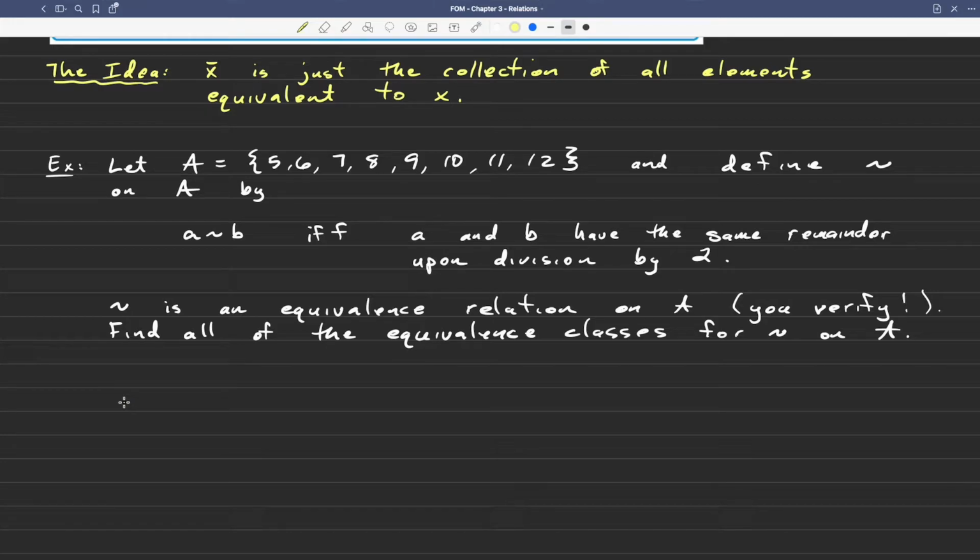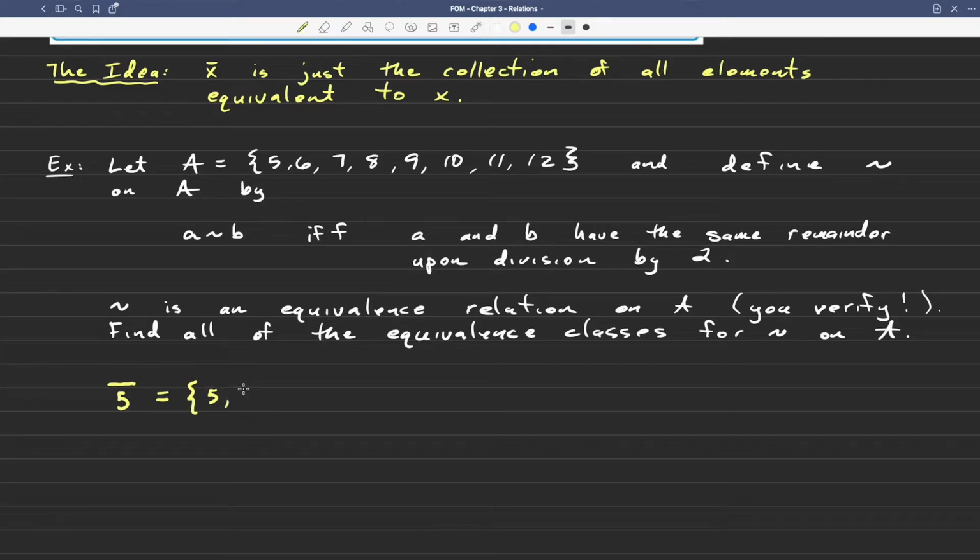So let's just start with an arbitrary element of the set. I'm going to just start with 5 because it's the smallest element in the set. And I'm going to look at 5 bar, the equivalence class of 5. So what are all the elements in A that are equivalent to 5? Well, that would be all of the elements that have the same remainder when you divide by 2. Now, when you divide 5 by 2, you get a remainder of 1 because it's odd. So 5 bar is just going to consist of all the other odd elements in A along with 5 itself.